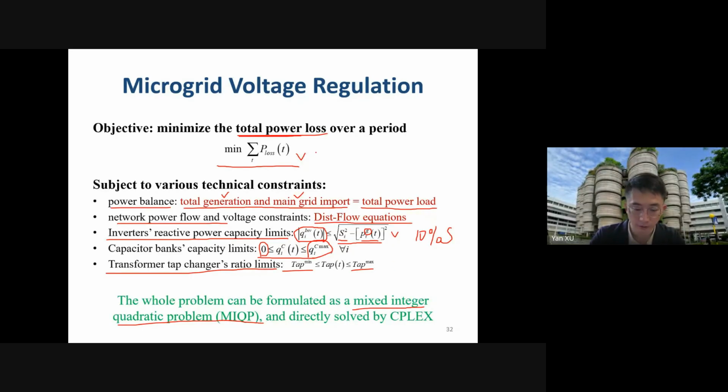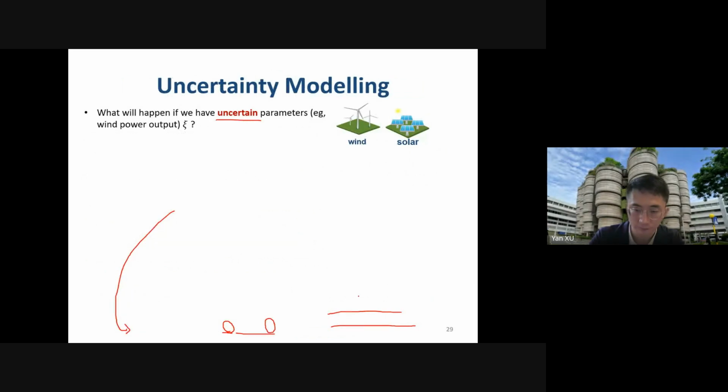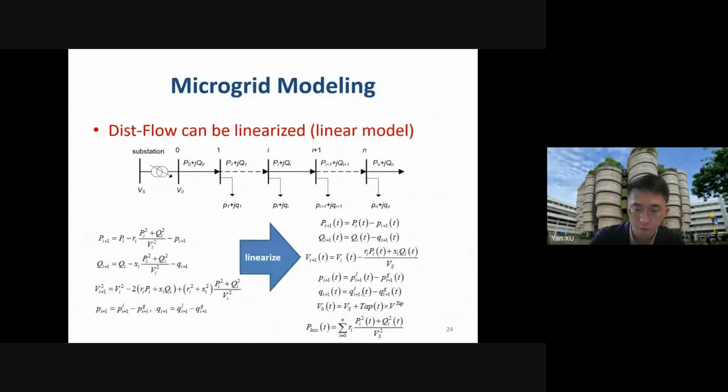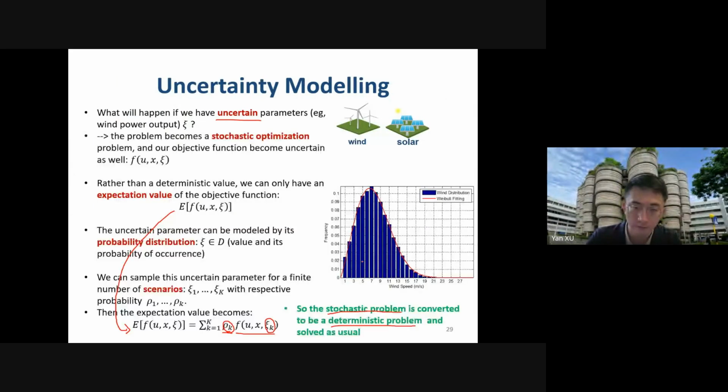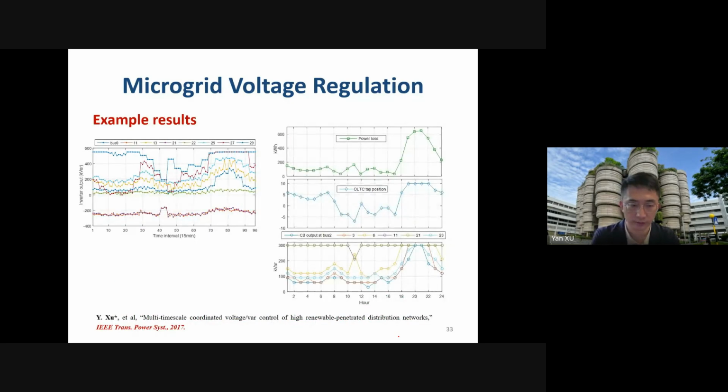It's because of the power loss. Remember we have just introduced the power loss function. You can see that the power loss is modeled here. This is clearly a quadratic function. So in the end, this voltage regulation problem will be a MIQP. And MIQP can be solved by either CPLEX or Gurobi. Okay, so that is how we address this problem.